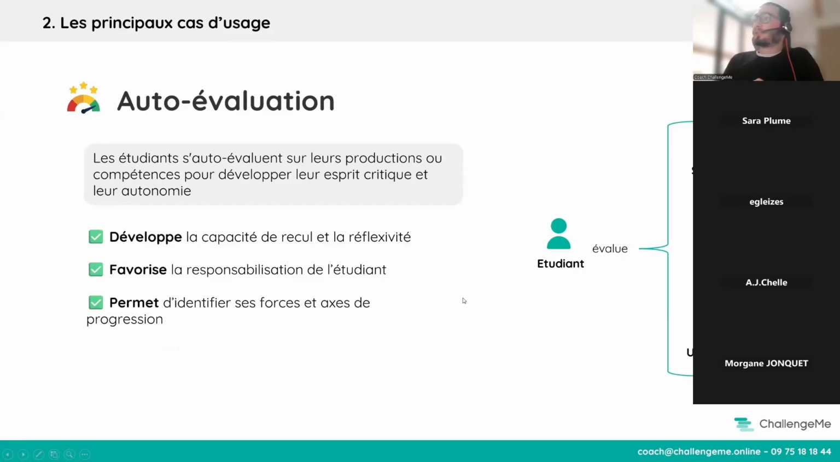Next, we can move on to self-assessment. So here it's the students who will self-assess their contribution to the group work on a project they've completed, on a skill, whatever it may be. We'll ask them to take a step back and reflect on an aspect and to self-assess. This can be based on criteria. We can also ask them for comments. We'll see that in a moment.